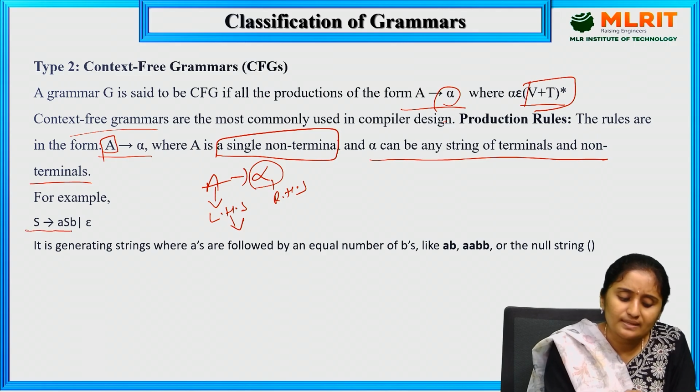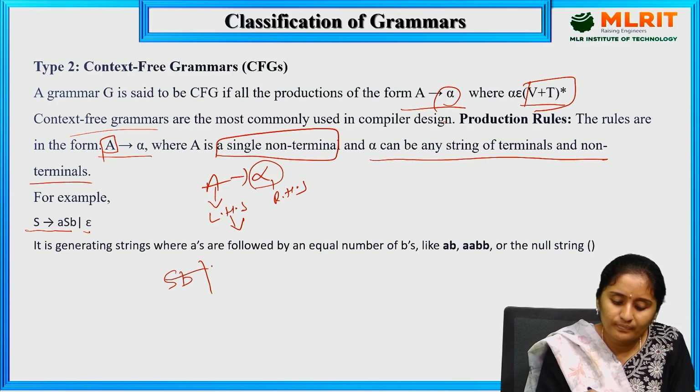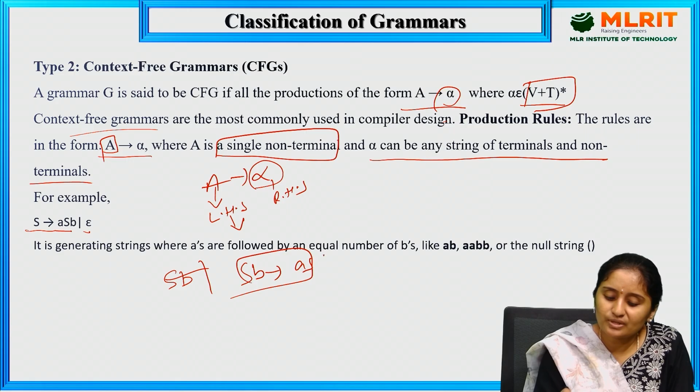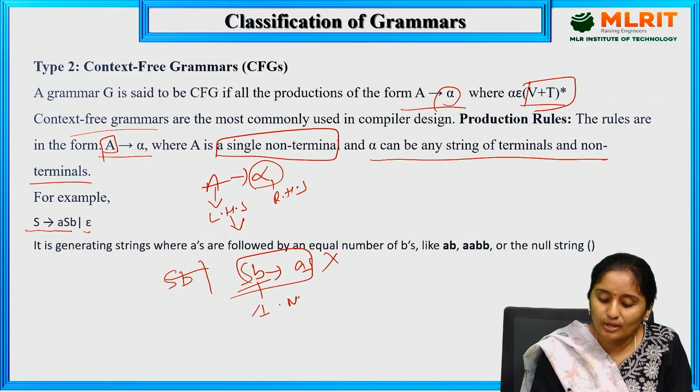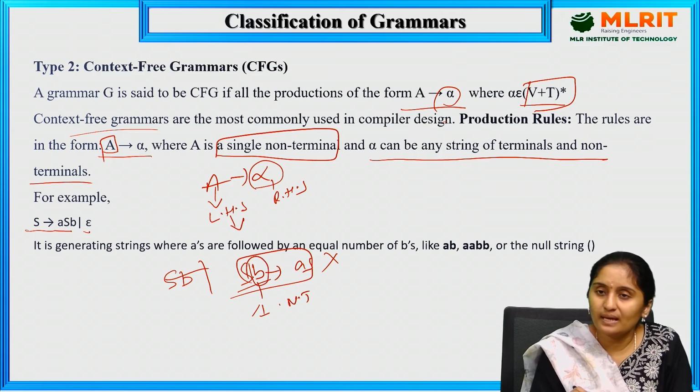S produces ASB or S produces epsilon. So we cannot have SB produces some AS. So these types of strings are not accepted. Why? Because in the LHS we should have only one non-terminal. It should have only one non-terminal. There should not be any terminals in the LHS part.